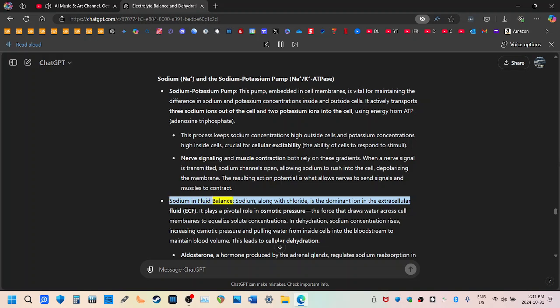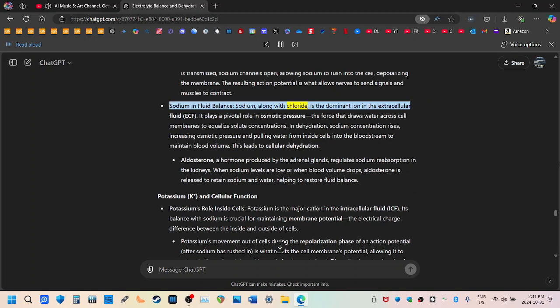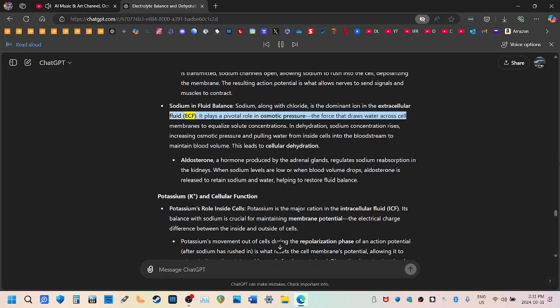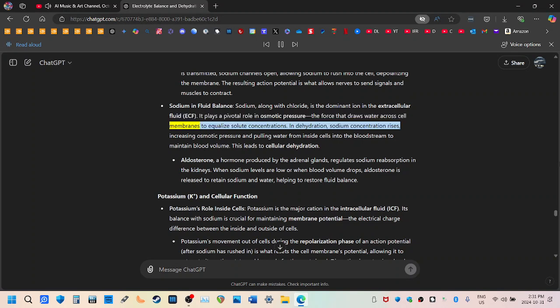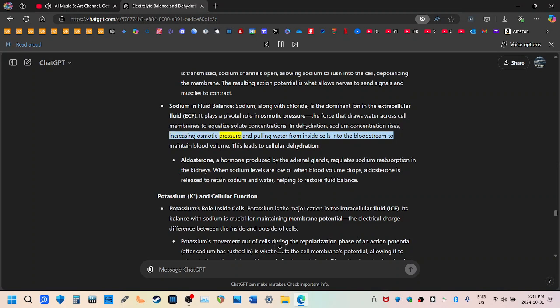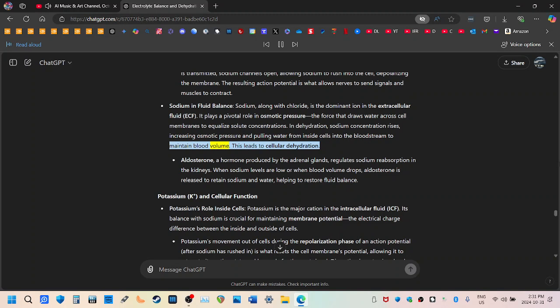Sodium in fluid balance. Sodium, along with chloride, is the dominant ion in the extracellular fluid, ECF. It plays a pivotal role in osmotic pressure, the force that draws water across cell membranes to equalize solute concentrations. In dehydration, sodium concentration rises, increasing osmotic pressure and pulling water from inside cells into the bloodstream to maintain blood volume. This leads to cellular dehydration.